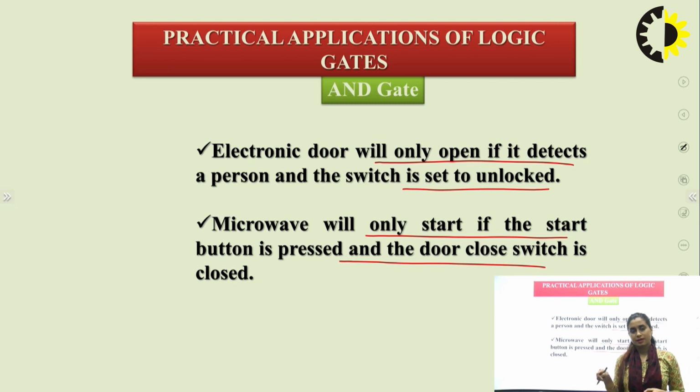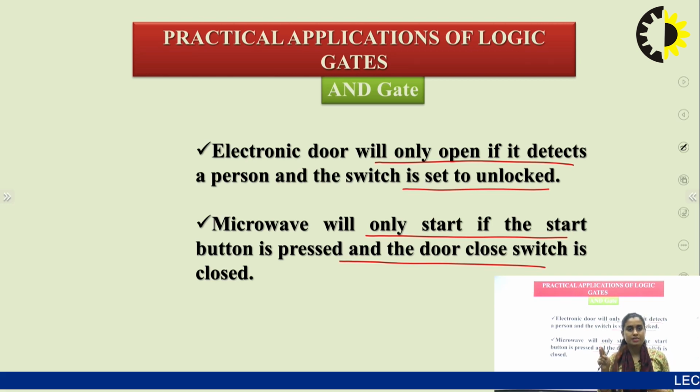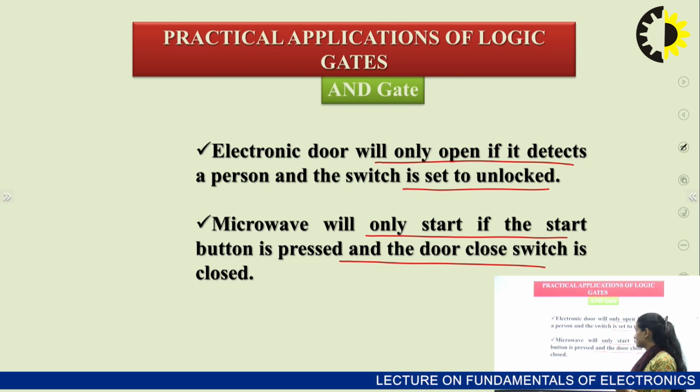Microwave will only start if the start button is pressed and the door closed. When does my microwave work? If the door is open and if I turn it on, it will not be turned on. There are two conditions for it. Both have to be satisfied. That is, the door has to be closed and I have to turn on the start button. When these two conditions are present, that is logical 1, then only the microwave will start.